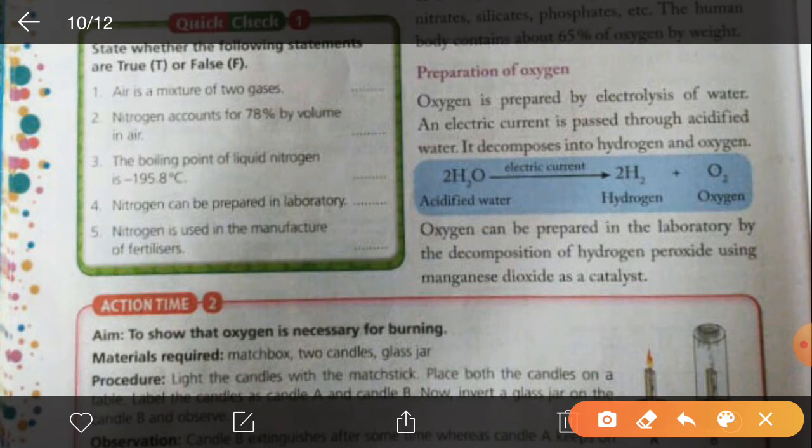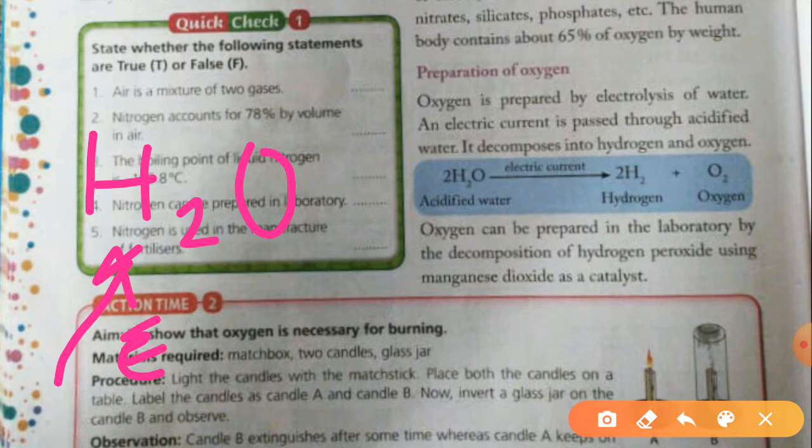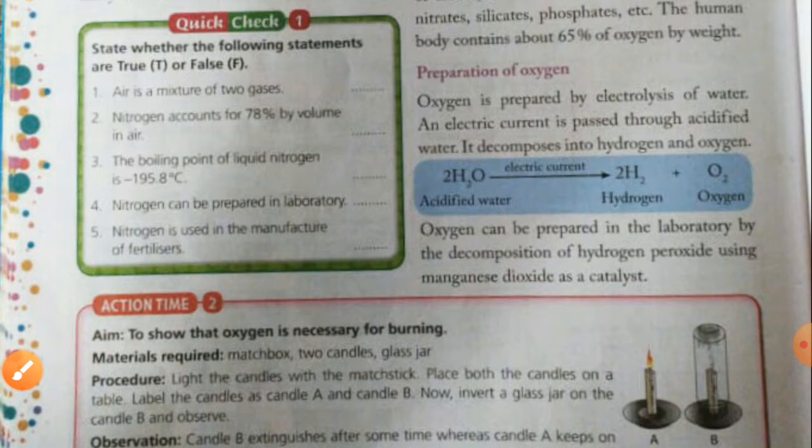Suppose this is a container, and in this container there is H2O. Water is present, and they will pass electric current. After passing the electric current, it will break up into 2H2 plus O2, hydrogen and oxygen. So like this, by the electrolysis process we can prepare oxygen.